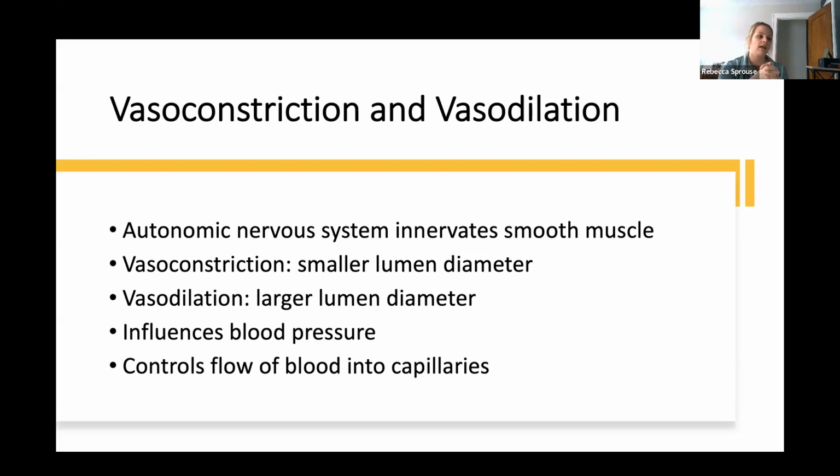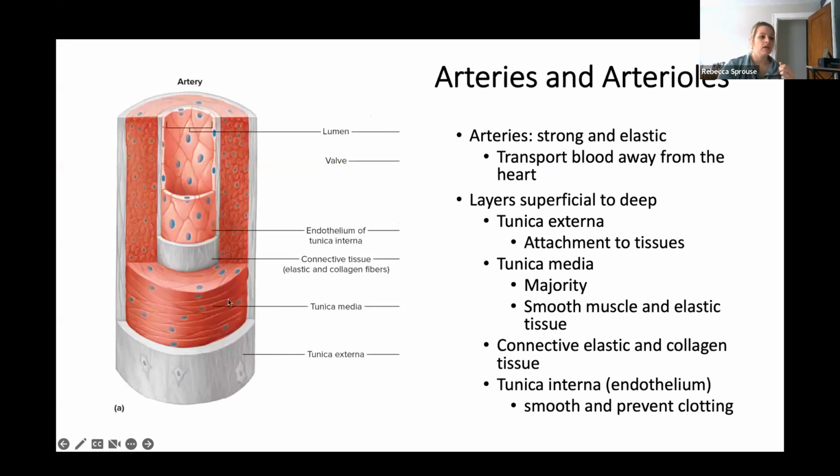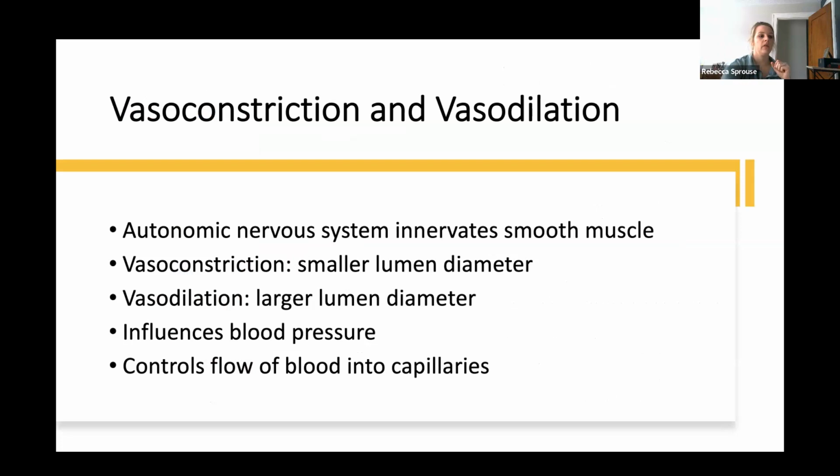That is controlled by the autonomic nervous system. If you haven't had 215, the autonomic nervous system is like the automatic nervous system, meaning that those things just happen. You don't control them. Those are kind of our vital functions being stimulated. And that nervous system innervates that smooth muscle in those vessels here to contract or relax. Okay.